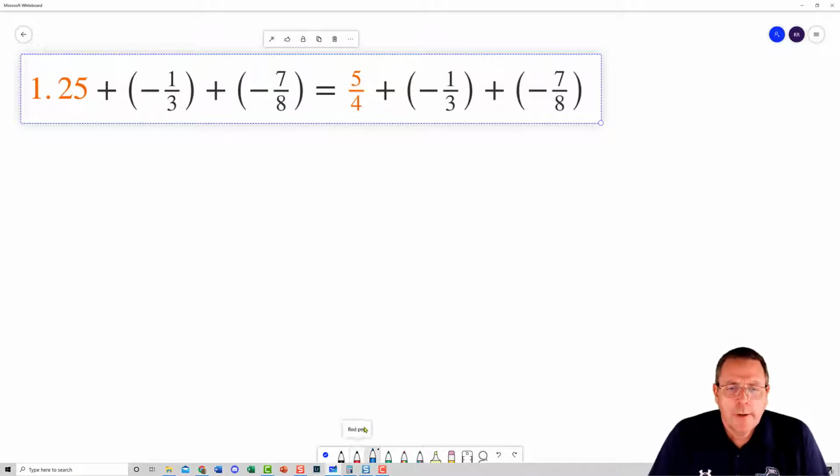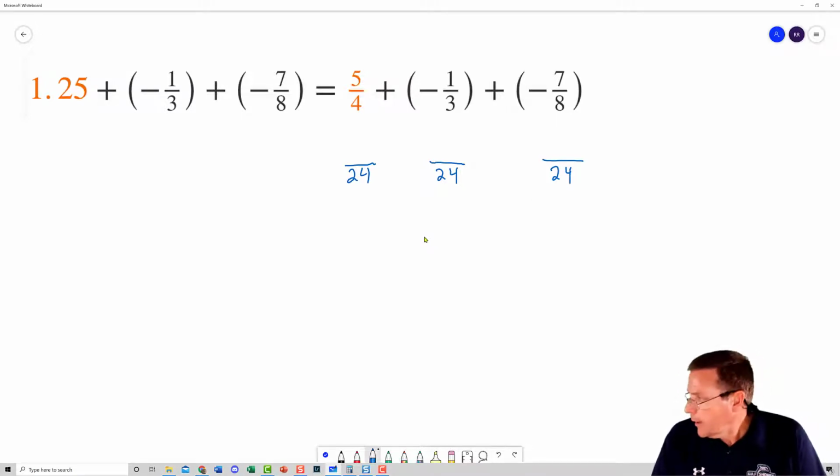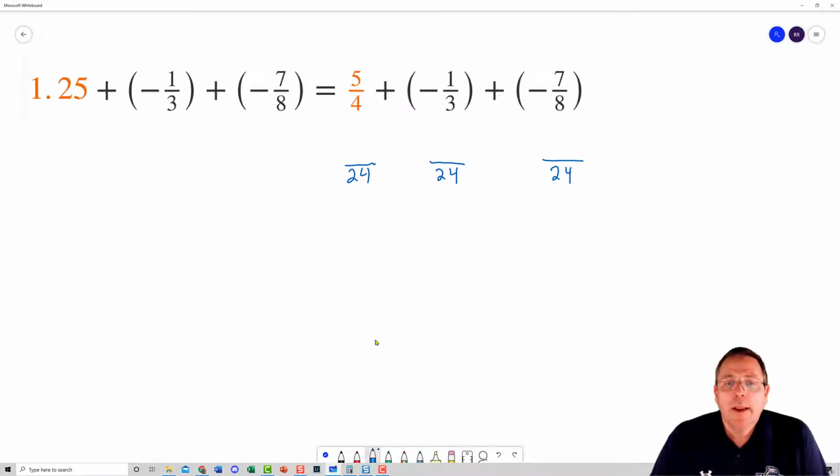The first thing I need to do is find my least common denominator. So my least common denominator for 4, 3, and 8, that's going to end up being 24 because 24 is the least common multiple of my denominators. Next, I'm going to make my ugly problem pretty by multiplying my signs. A positive times a negative, that's a negative. A positive times a negative, that's a negative.